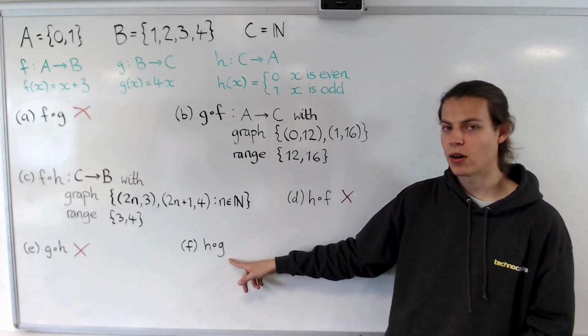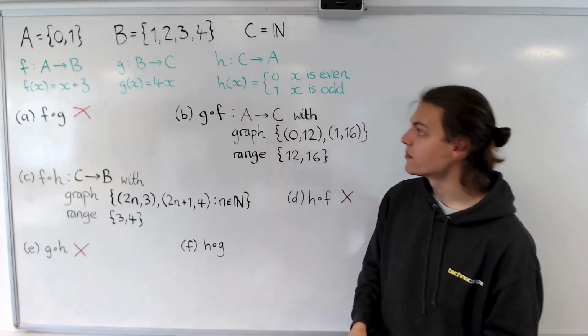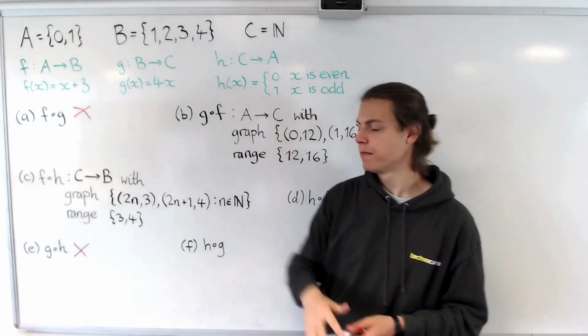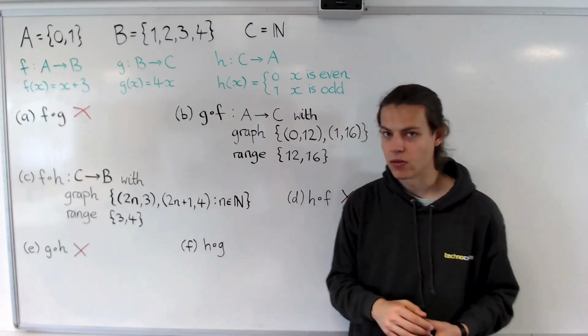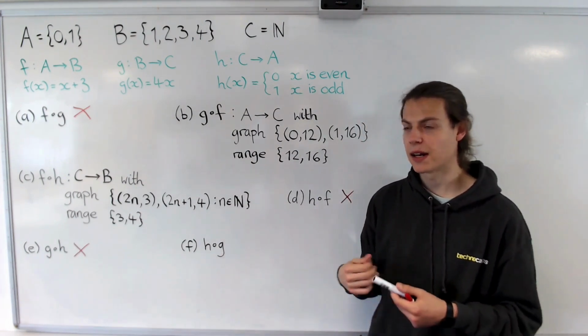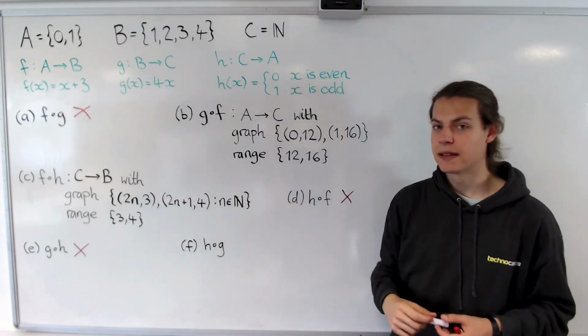So the domain of this composition is the domain of g, that is b, and the codomain is the codomain of h, since we're applying h last. So the codomain is a.